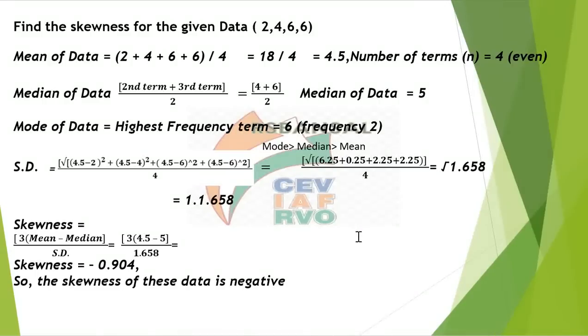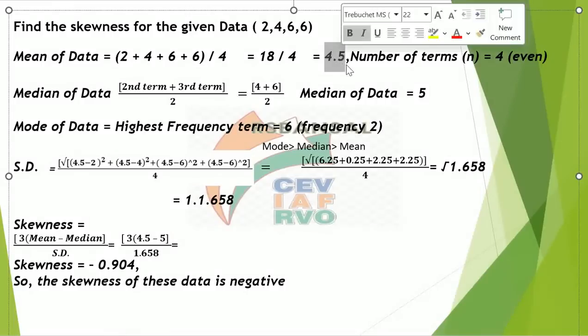So we will take one example. Let us suppose you have been given a data set 2, 4, 4, 6, and 6. So you have to use this formula with mean, median, and standard deviation. You need three values: mean, median, and standard deviation. So first you find the mean of the data. You take the sum of all the terms divided by the number of terms, which is 4. So your mean is 4.5.